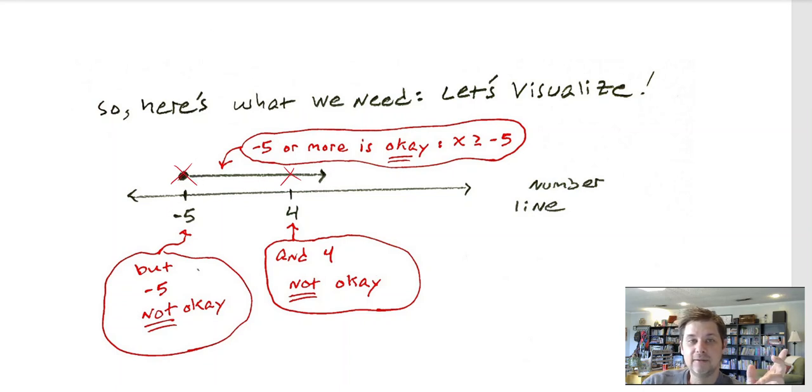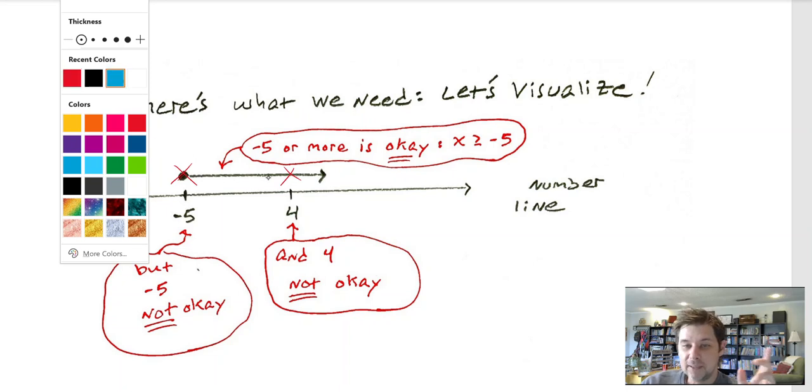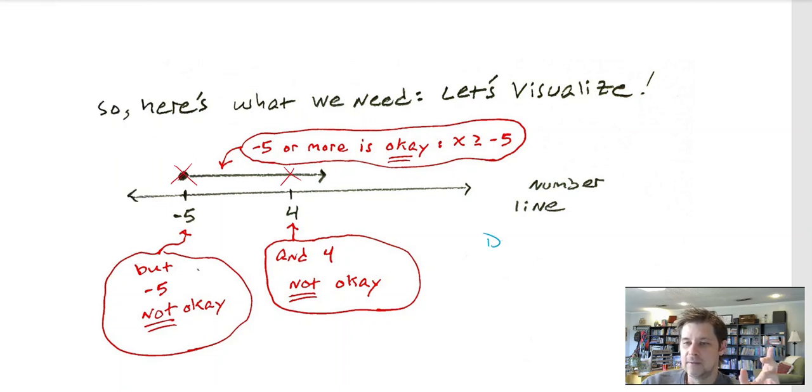Now I'm going to use a different color, blue. I'm going to say, here's my domain. My domain is going to be blue. That would be all of this from -5 to 4, not including either one of them, and all of this from 4 forever to the right, not including the 4. Everything to the right of 4. So there's my domain. Visually, that's my answer: everything between -5 and 4, and then everything bigger than 4.